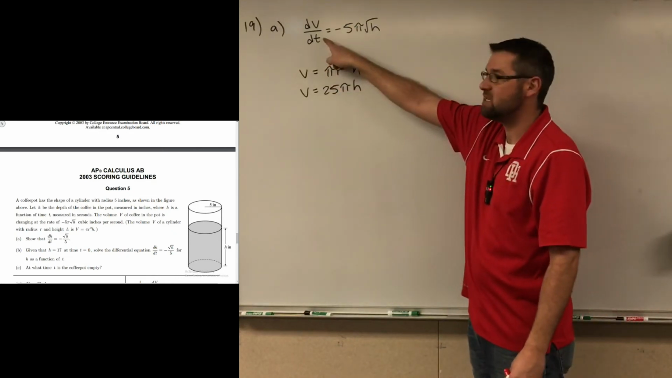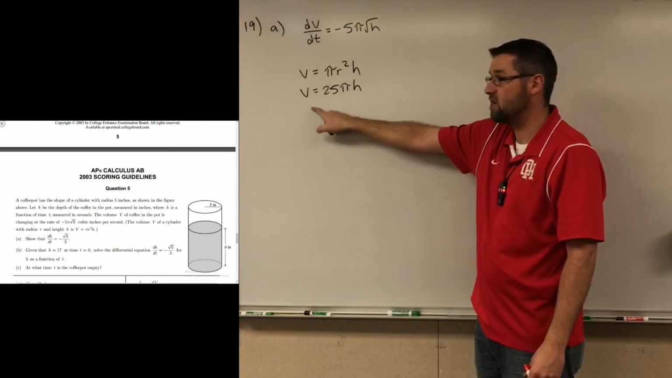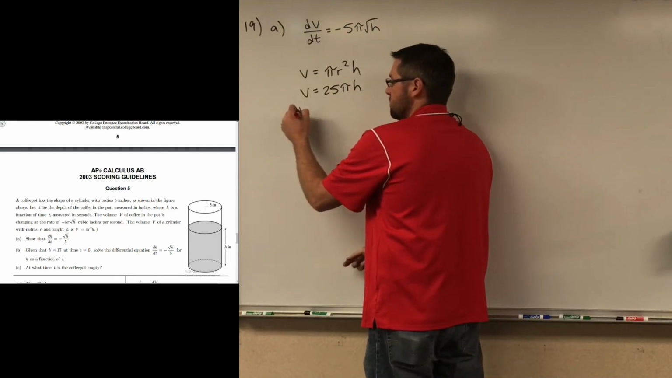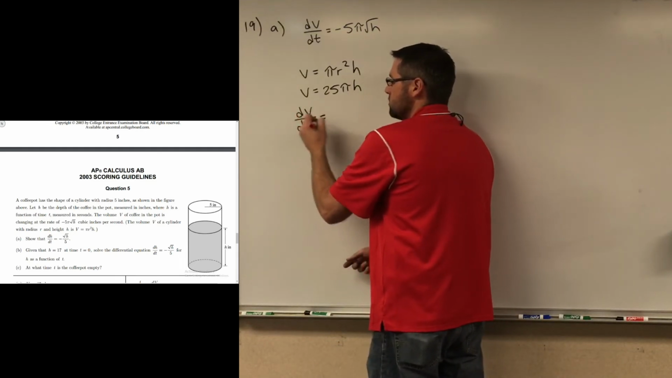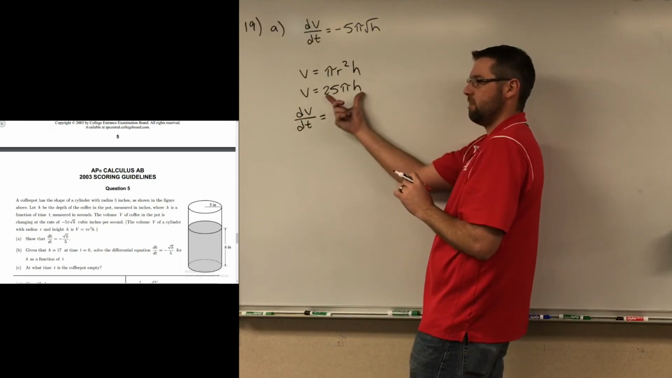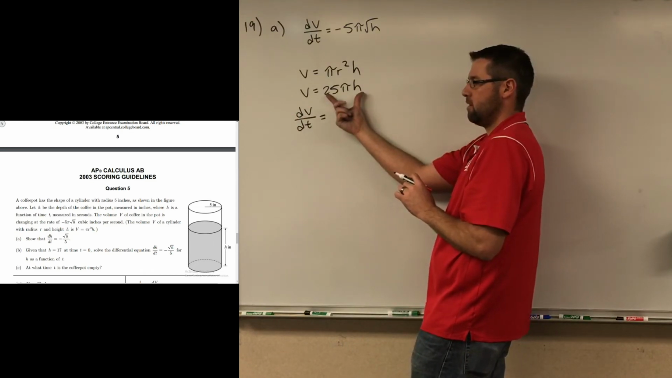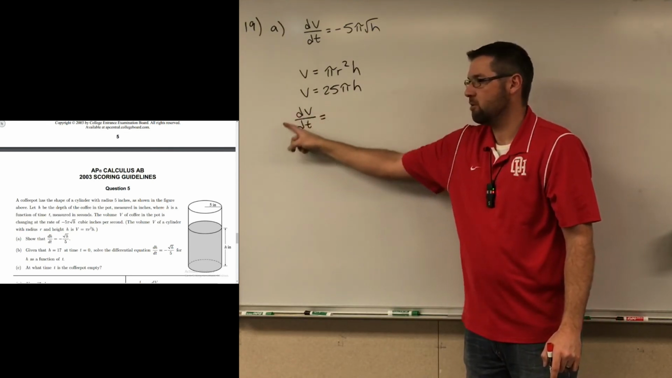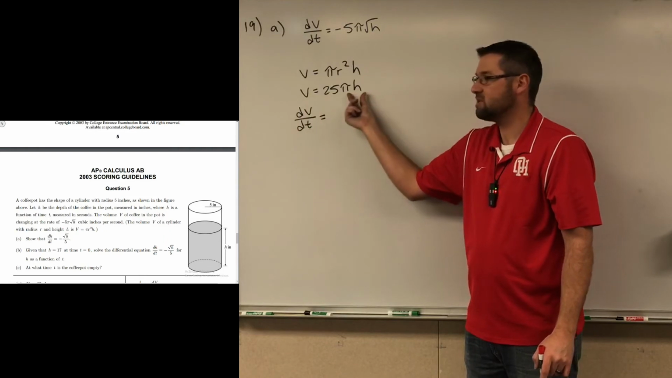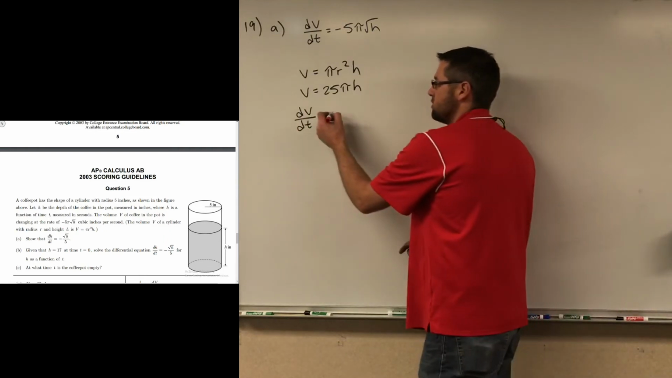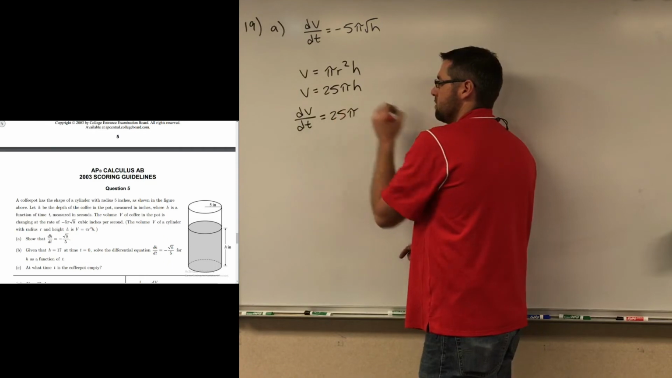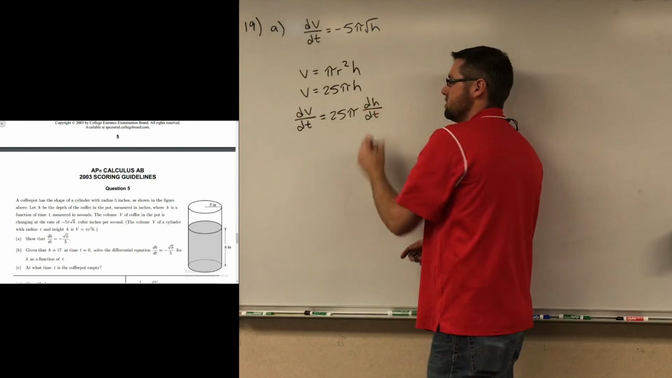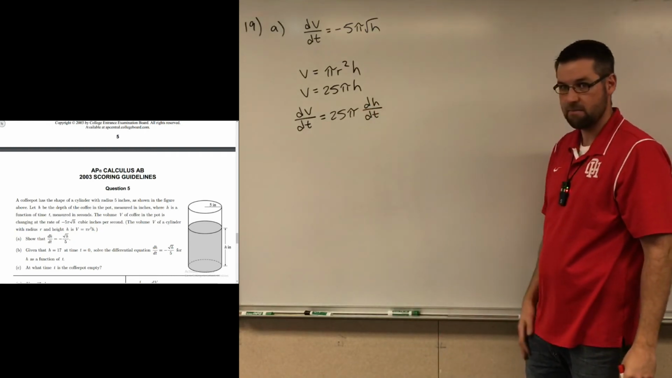Okay, so there's dV dt, and this is V. Take the derivative. So dV dt equals, what's the derivative of that? Remember, what's the variable? T. So h is a function with respect to t. So the answer is 25 pi h prime, or dH dt. You guys okay with that?